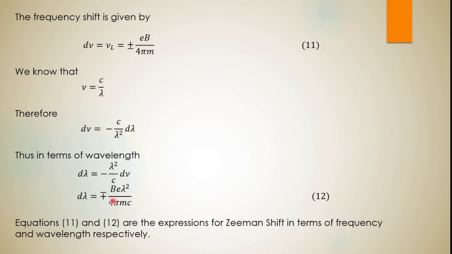So equation number 11 and equation number 12 are the expressions for the Zeeman shift in terms of frequency and wavelength respectively. Thus, the vector atom model successfully explains the normal Zeeman effect.